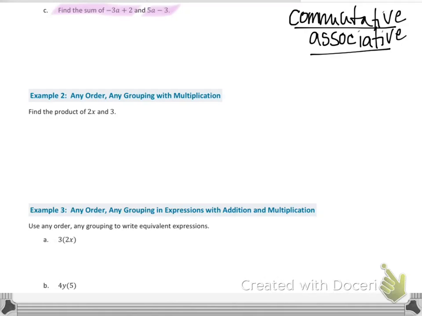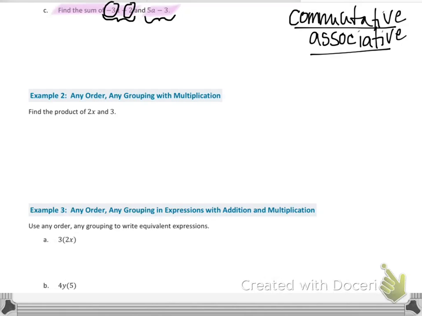So I want you to look very carefully, because if you notice this expression here, it is already in additive form, because hence the plus sign, okay, in the middle there. So this term is being added to this term. But if you notice, this 5a minus 3 is not written as a sum. It's not written as an addition expression. So that would be something you'd have to do first.